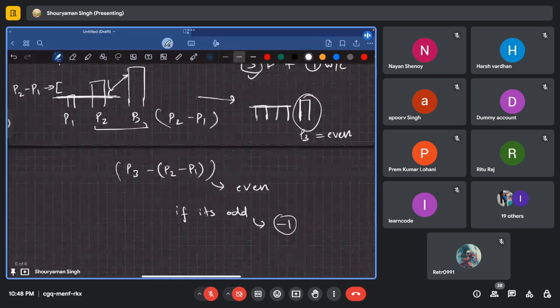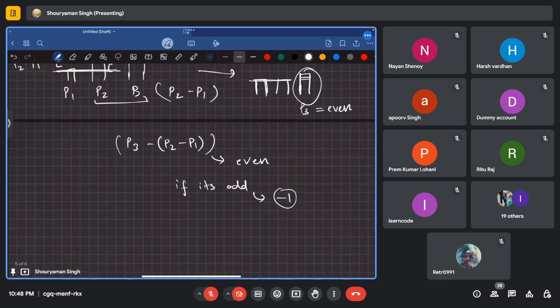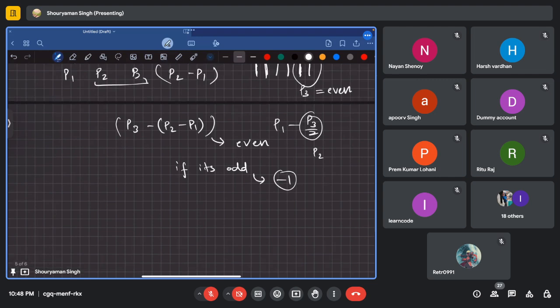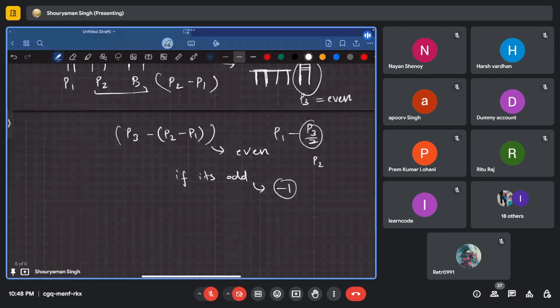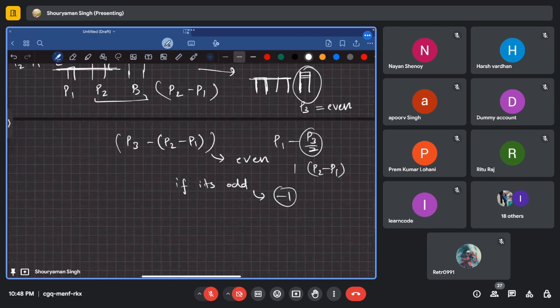Because think about it. If it were odd, what we will be doing after this is that we will be taking it in pairs and subtracting it from this one. So P3 by 2 will be subtracted from P1. And same case for P2. P2 was reduced to P2 minus P1. That will be the same as P1 minus P3 by 2.